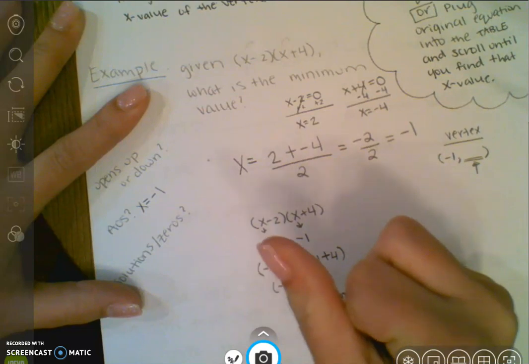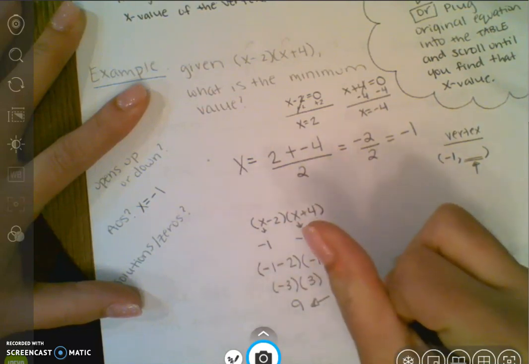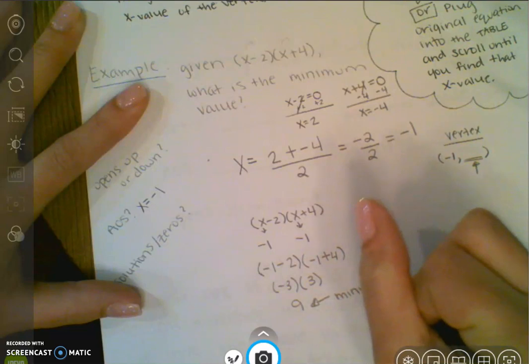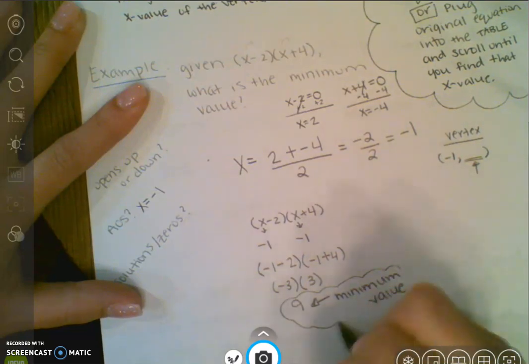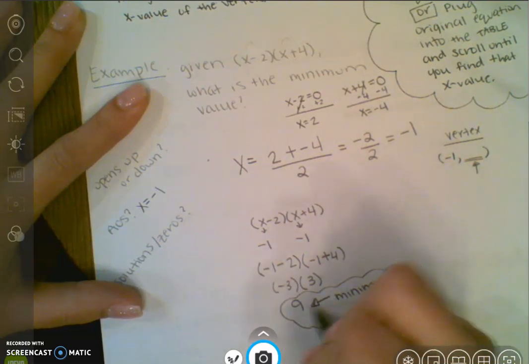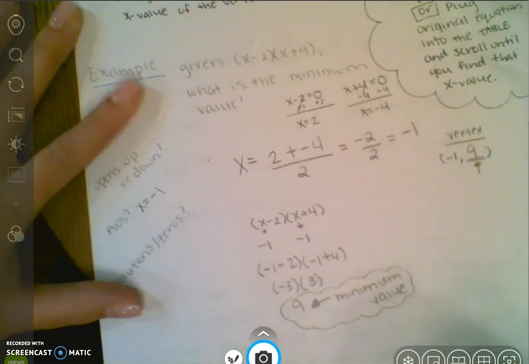This right here is the minimum value. It's always going to be the y of your vertex. So if this is 9, that has to be 9.